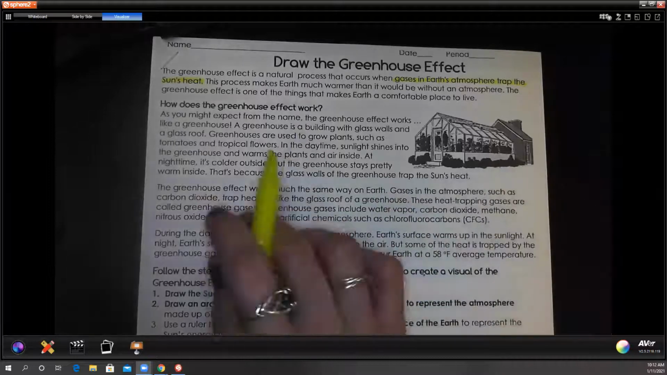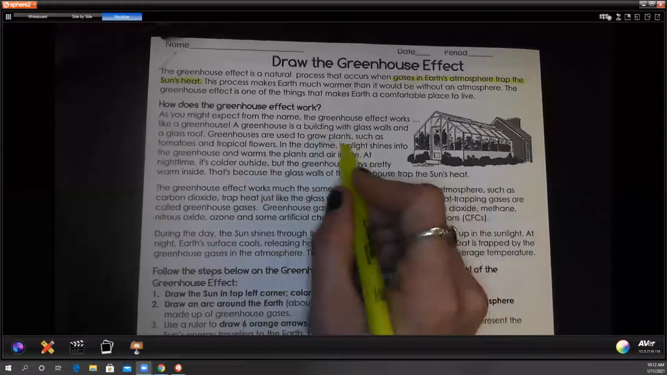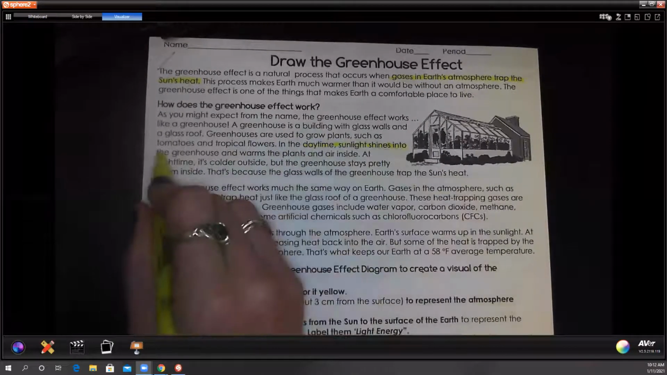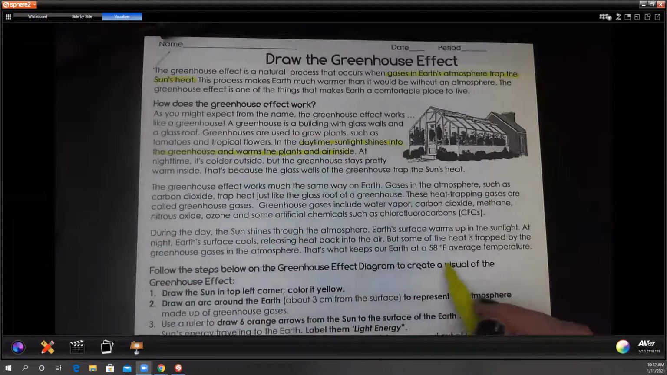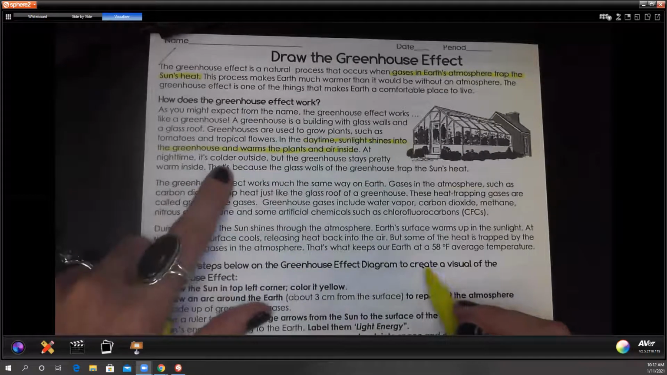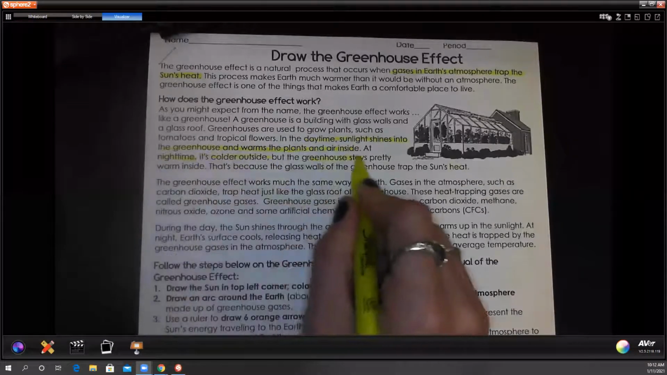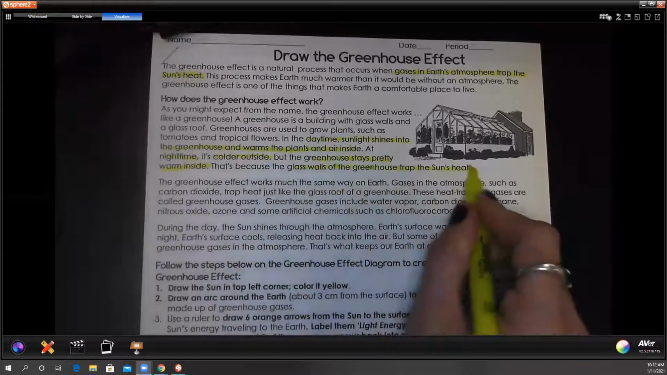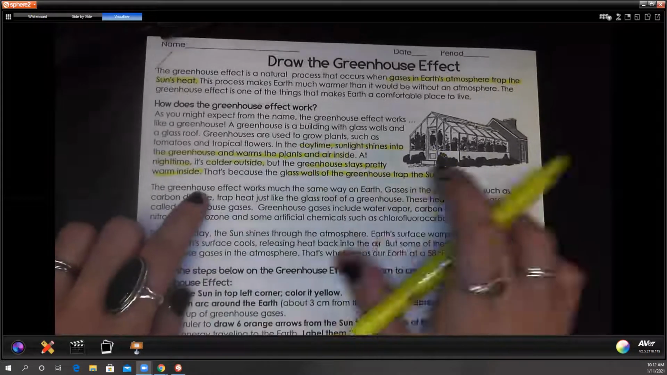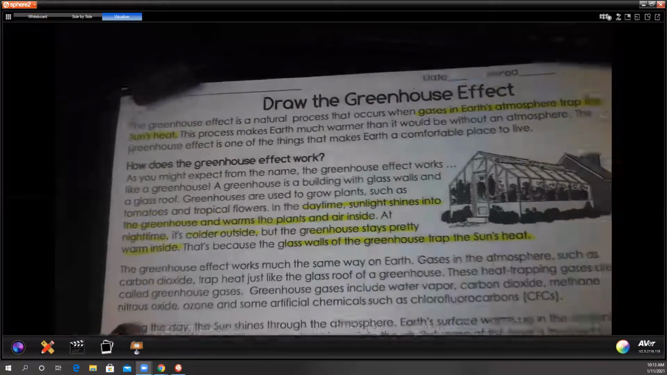So I'm going to highlight the fact that in the daytime, the sun shines into the greenhouse and warms the plants and air inside. And that even though it's colder outside at night, the greenhouse stays pretty warm inside. And that's because the glass walls trap the sun's heat. Now, this is talking specifically about a greenhouse, like as if I were going to put my plants in it.